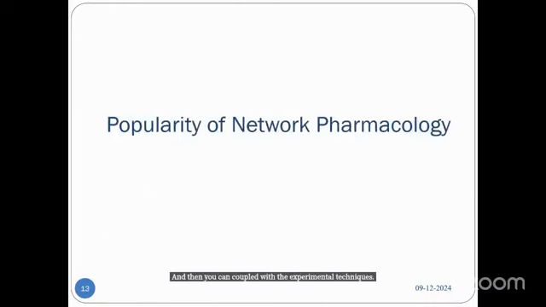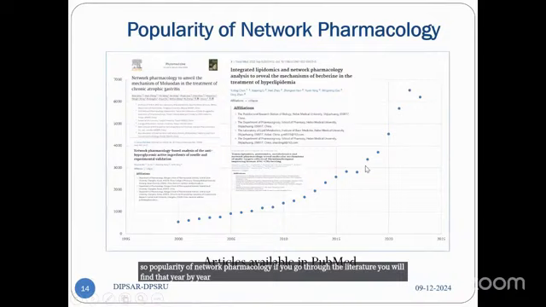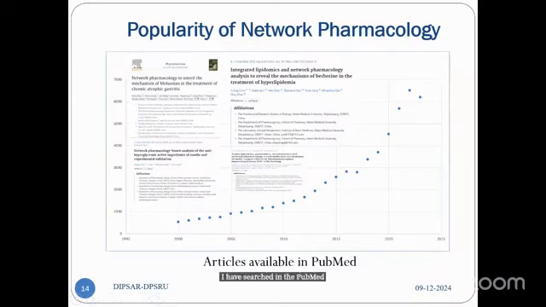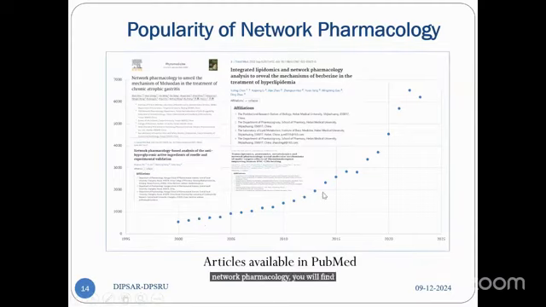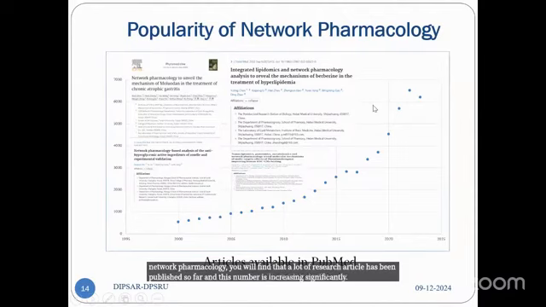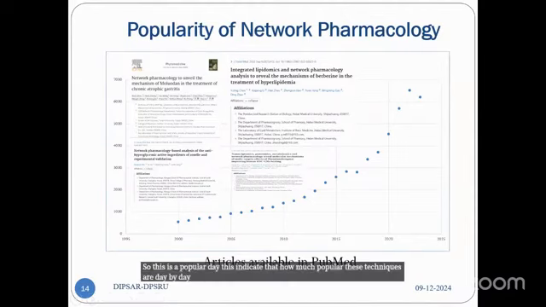So regarding the popularity of network pharmacology, if you go through the literature, you will find that year by year, the research papers related to network pharmacology are increasing significantly. I searched in PubMed, just typing network pharmacology in the search window. You will find that a lot of research articles have been published so far, and this number is increasing significantly. So this is the popularity. This indicates how popular these techniques are day by day, right?